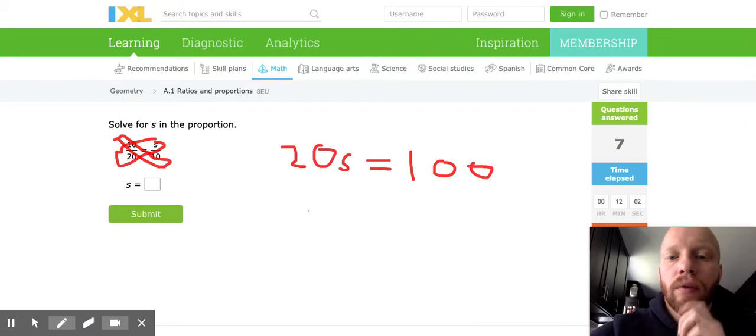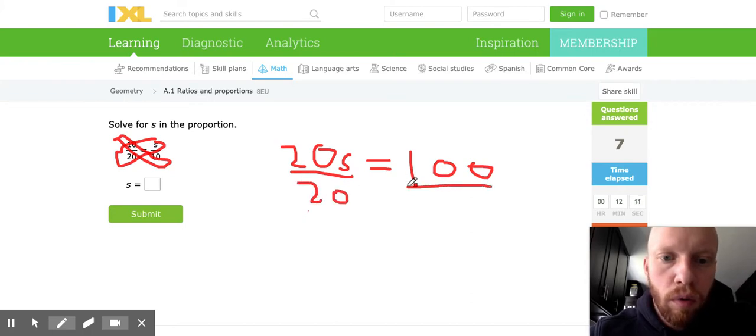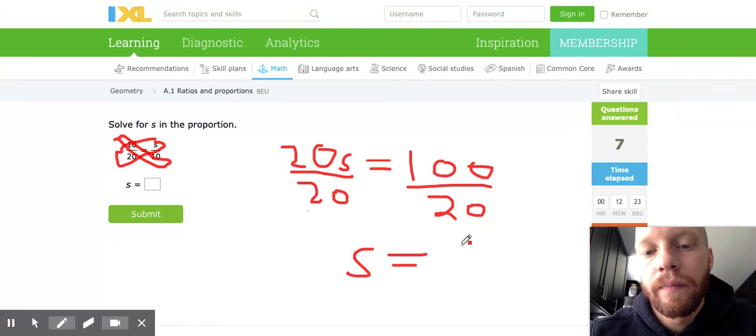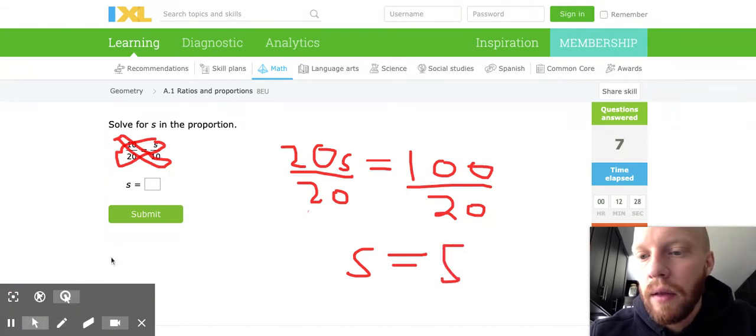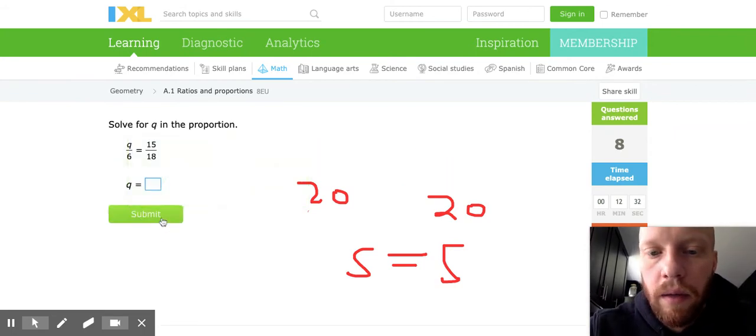Okay, so then I just want to solve for s. I want to get the s by itself, so I'm going to divide by 20. So s is going to equal 100 divided by 20. I can put that in my calculator, and it's going to be 5. Okay? So s equals 5. So at that point, I say s equals 5, and I submit.